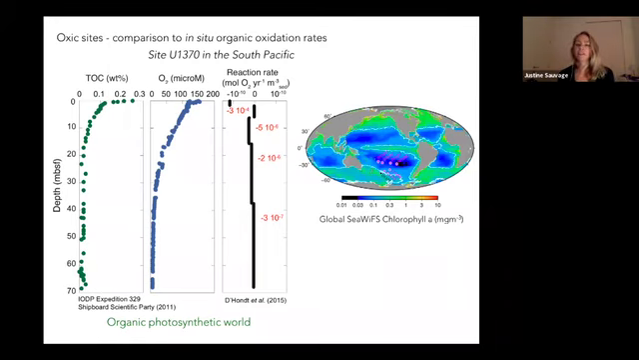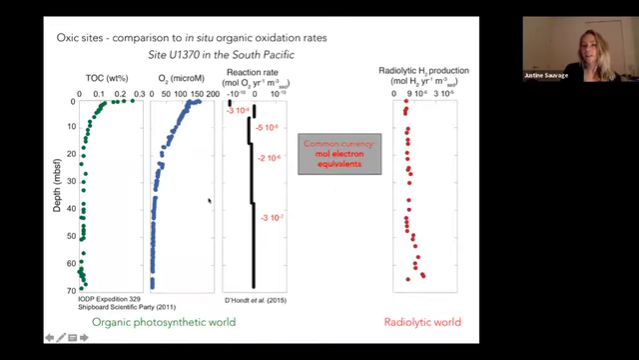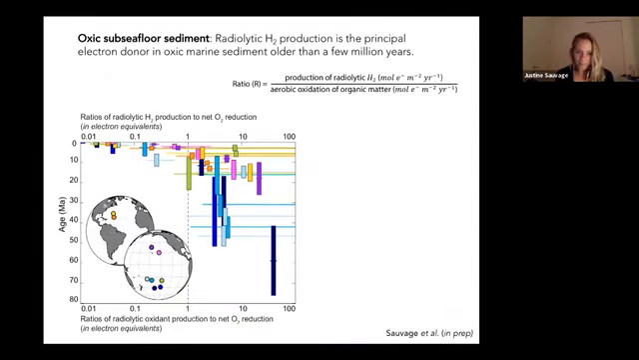And so looking at radiolytic hydrogen consumption rates versus oxidation rates of organic matter, we can start comparing the scales of processes: is organic carbon being consumed faster, or is radiolytic hydrogen being consumed faster? To get an idea of that, we defined a ratio of production and consumption of radiolytic hydrogen, expressed in moles of electrons per square meter per year, divided by the oxidation of organic matter. So really both processes.